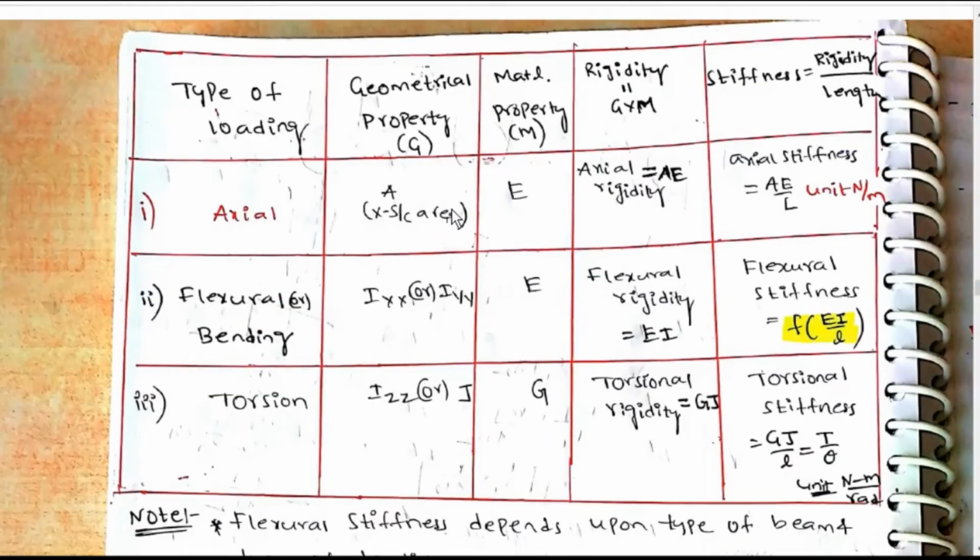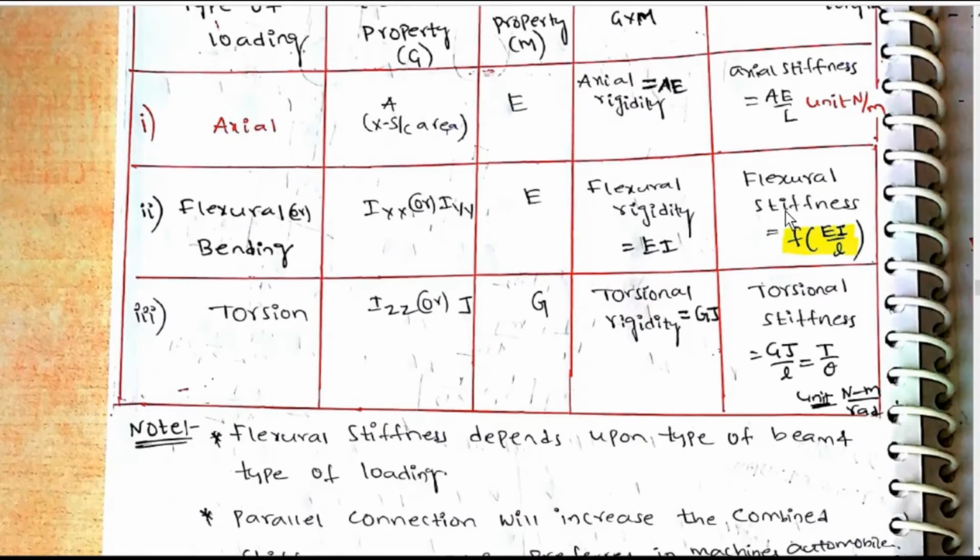Type of loading: axial. Geometric property is A, the cross section. Material property is E. Rigidity is equal to geometric property into material property. Axial rigidity is equal to AE. Stiffness is equal to rigidity by length. Axial stiffness is equal to AE by L, unit Newton per meter.